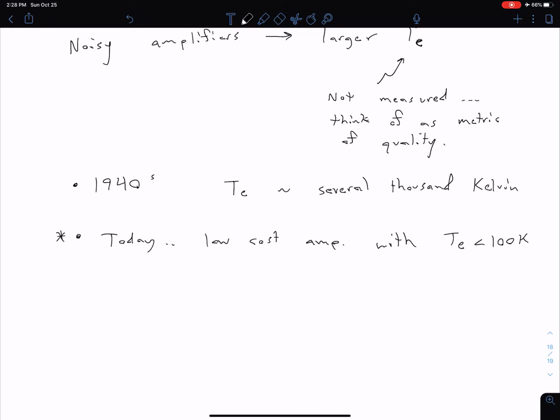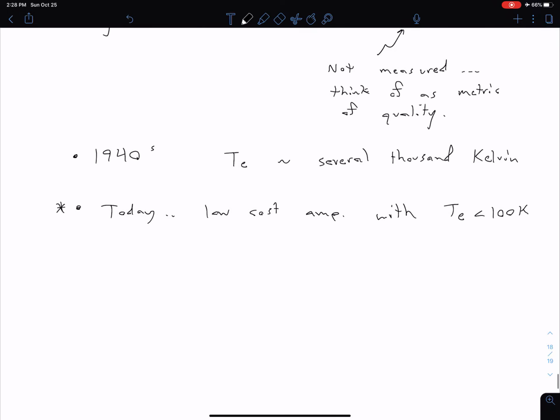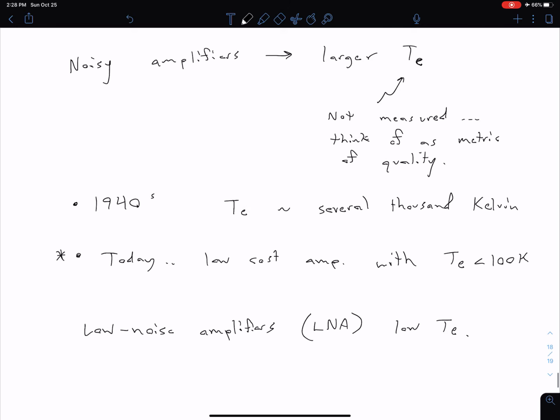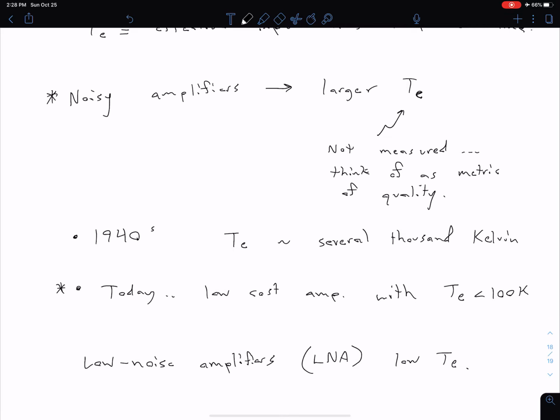Something I've mentioned a couple times in passing are low noise amplifiers or pre-amplifiers. You'll see them called both things, and I'll abbreviate that as LNA from here on out. Low noise amplifiers are typically going to have a very low effective input temperature, in contrast to our noisy amplifiers, which have a larger T sub E.